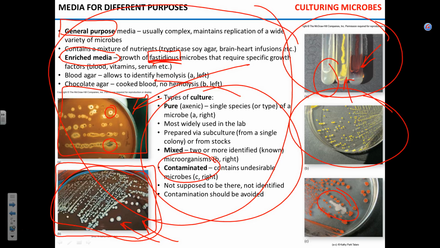Any questions on the purpose, general versus enriched, and types of culture? Not really?